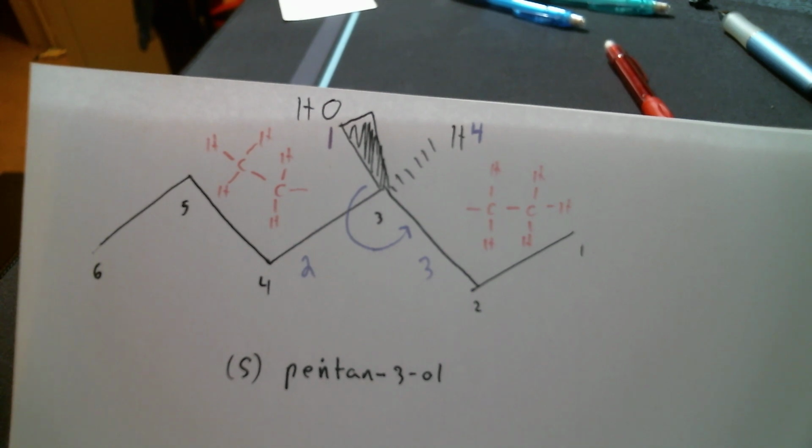And the number 3 priority is the other side of that carbon chain. Since the hydrogen is already facing backwards, we are doing a counterclockwise rotation, and so we have an S configuration. So the name for this molecule would be S-hexan-3-ol.